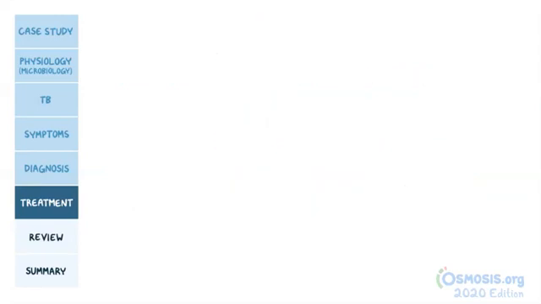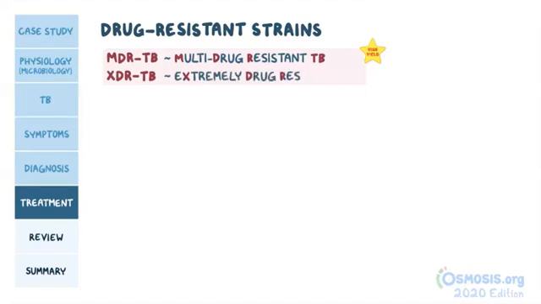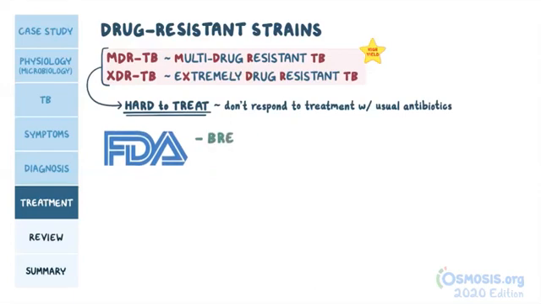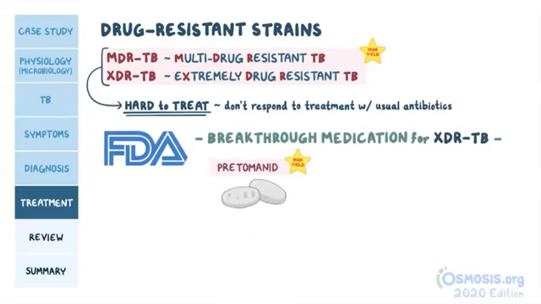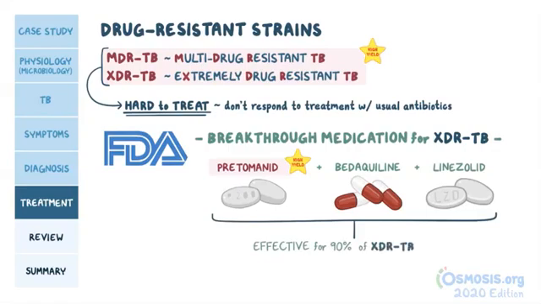Additionally, there's an enormous concern about new drug-resistant strains of TB that are causing infections in various parts of the world. You may hear of MDR-TB, or multi-drug-resistant TB, or XDR-TB, which is extremely drug-resistant TB, both of which are incredibly hard to treat because they don't respond to treatment with the usual antibiotics. Recently, the U.S. Food and Drug Administration has approved a breakthrough medication for XDR-TB, called pretomanid. According to recent studies, a combination of pretomanid, bedaquiline, and linezolid has been effective for almost 90% of XDR-TB cases.